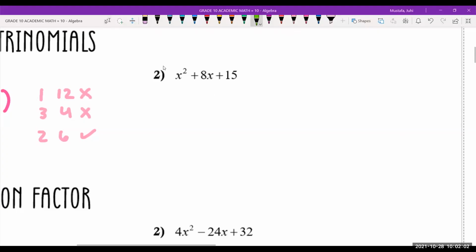For the second question, again, x squared plus 8x plus 15. Is this a trinomial? Is it a simple trinomial? Yeah, so I know my answer has to be in the form of 2 brackets. So I'm going to go ahead and put those in. I look at the first term. What are the only 2 numbers or variables that multiply to give you x squared? So we have to make this an x and we have to make this an x.